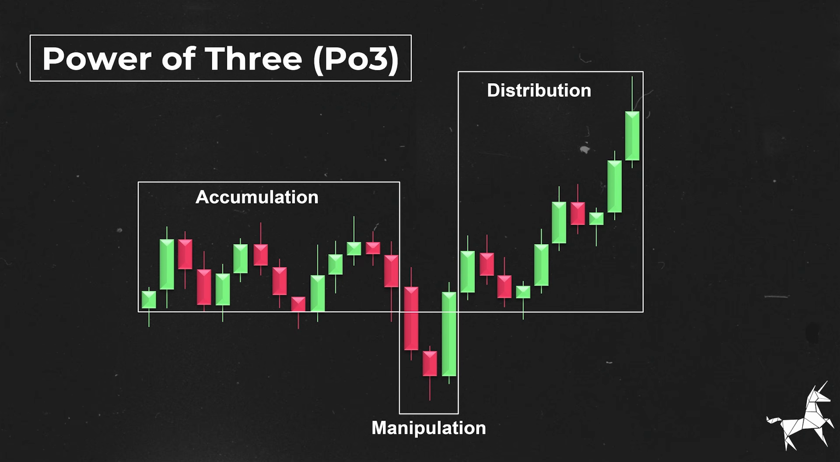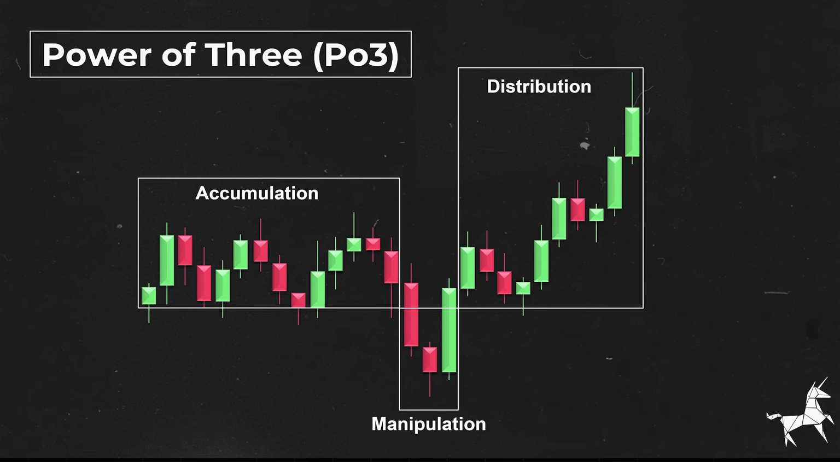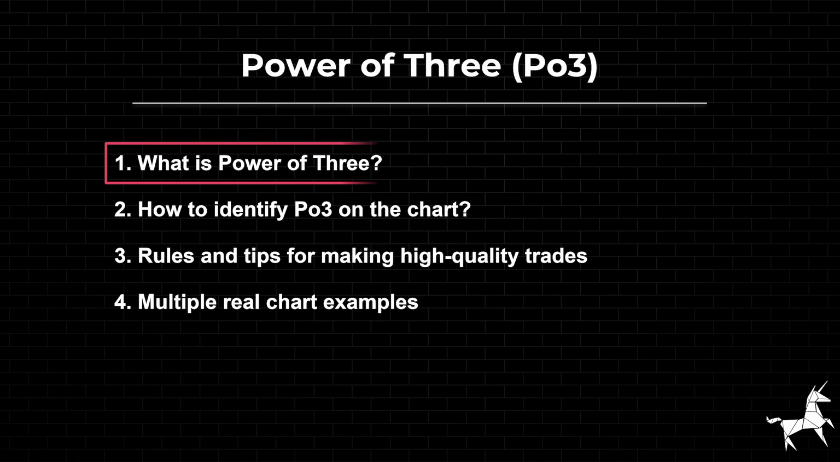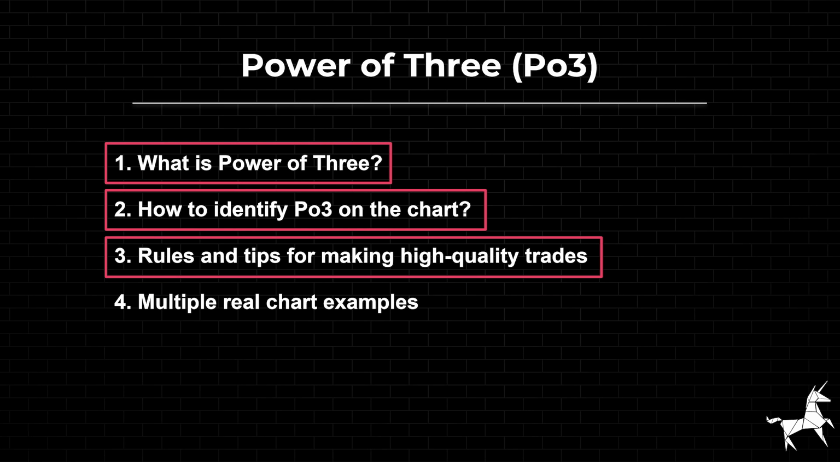Hey guys, today we're going to talk about one of the best trading setups in smart money concepts, the power of 3, also known as AMD. In this video, we'll explain what the power of 3 is, how to identify it on the chart, the rules and tips for making high-quality trades with this setup, and we'll break down multiple real chart examples.